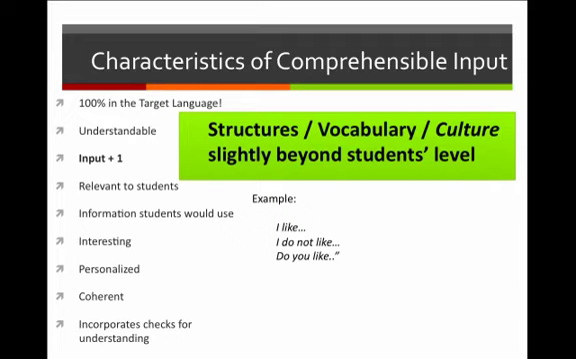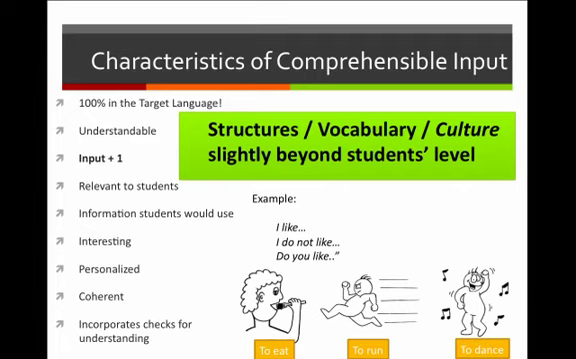So you're going to input these 3 words. Remember not to go beyond 7 new words per day. So the 3 words for this example are to eat, to run, to dance. Brain research shows that it is best not to go beyond 7 new words per day, because that is all students will remember anyway. So why do more when you'll just have to reteach it again the next day?